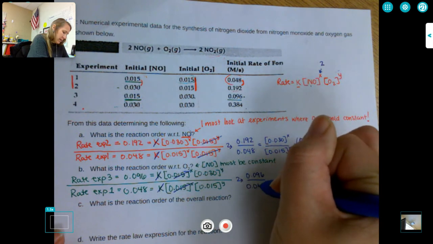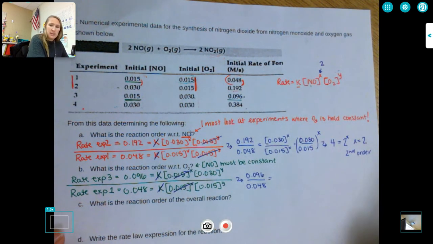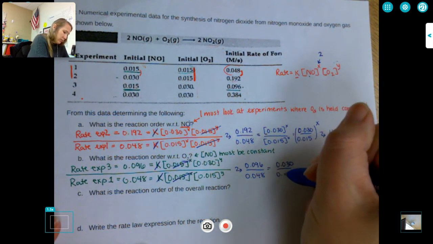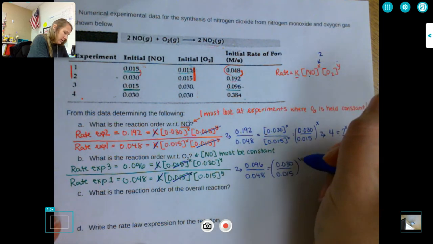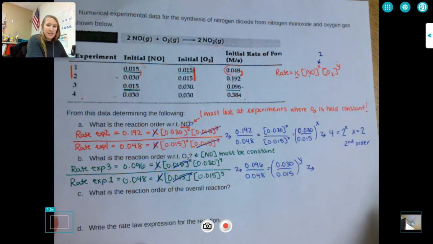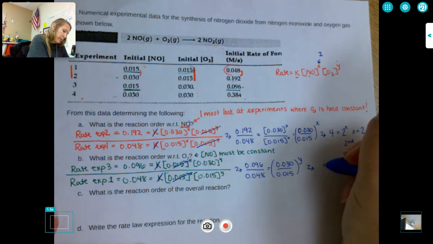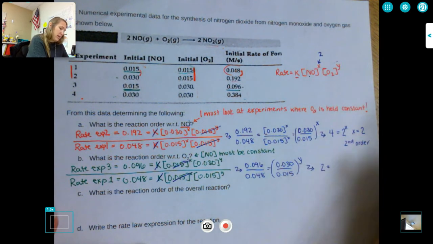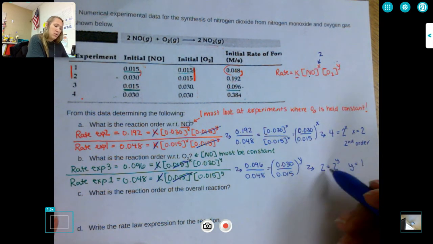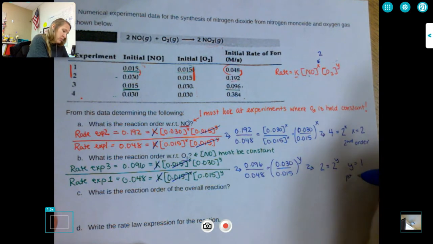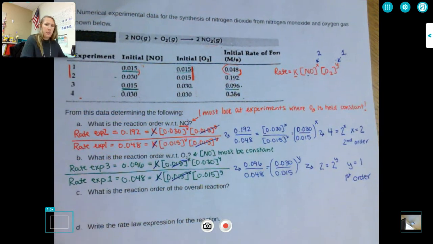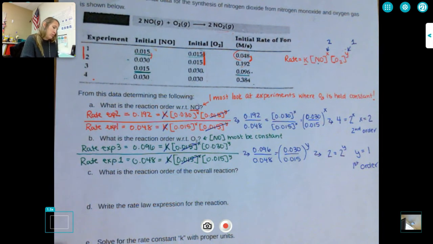0.096 over 0.048, and then because these are both raised to the same exponent, I have 0.030 over 0.015 raised to the Y. So 0.096 divided by 0.048, 96 divided by 48 is 2. So I have 2 equals, and then 30 divided by 15 is 2 to the Y. That means Y must be 1, because 2 to the first is 2. So that means that this is first order. So Y is 1.